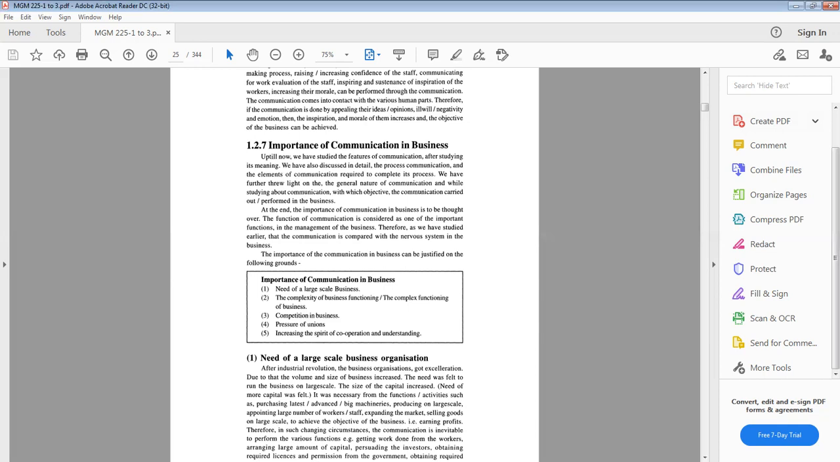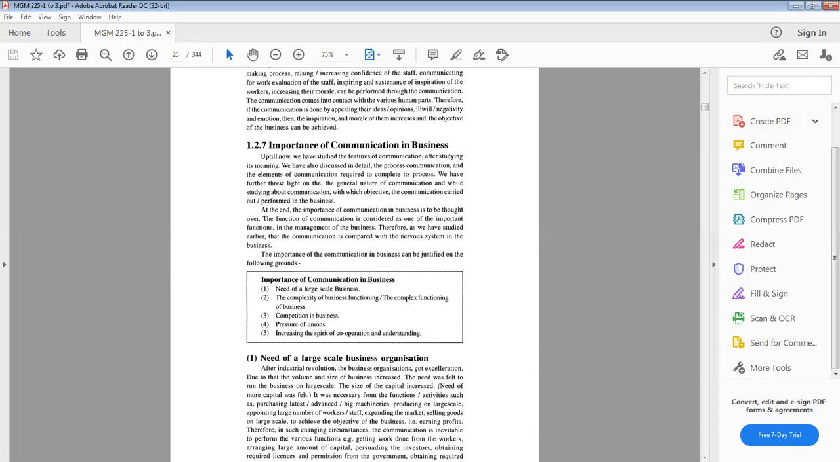The complex functioning of the business. In the modern world, the functioning of the business has become very complex. Due to business expansion and the increasing activities of business, various departments have to be created in the business. For example, purchase department, production department, stores department, account department.